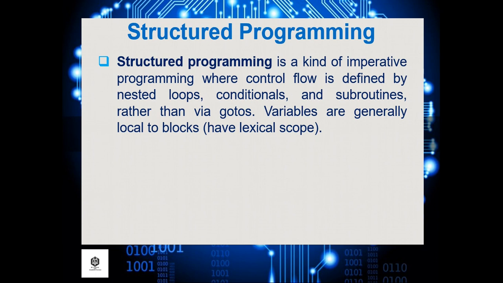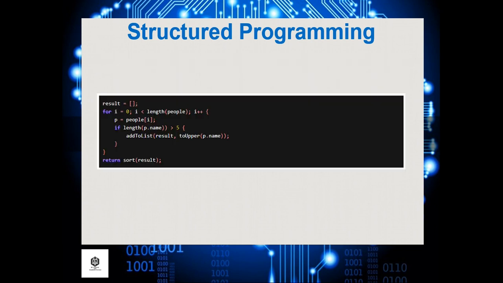Structured programming is a kind of imperative programming where control flow is defined by nested loops, conditionals, and subroutines rather than via gotos. Variables are generally local to blocks or have lexical scope. This is an example of structured programming.